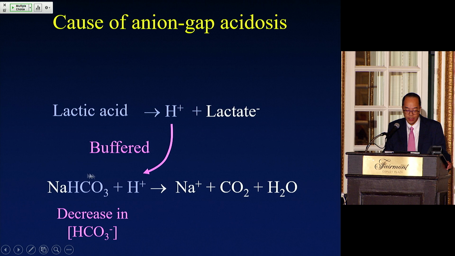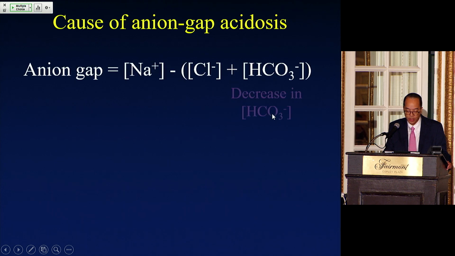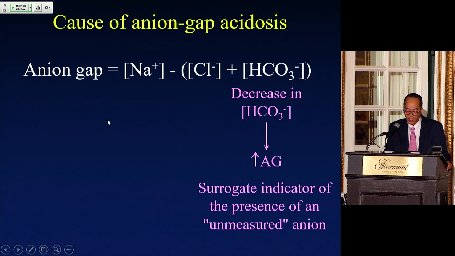So what happens then is that the serum bicarbonate concentration is decreased. However, the lactate stays in the blood, so that's an unmeasured anion. Another way of thinking about this is if the anion gap is the sodium minus the chloride plus bicarb, and the bicarbonate concentration goes down, but the sodium and chloride don't change, then the anion gap must increase.